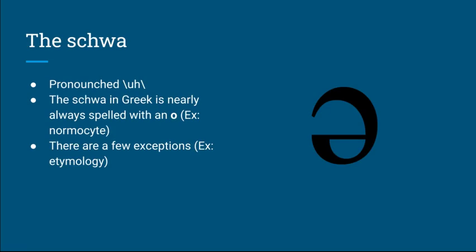The first sound we'll be discussing today is the schwa sound, and in Greek the schwa sound is almost always spelled o. For example, normocyte. In normocyte the schwa sound is spelled o in the center of the word. However, as with any language rule, there are a few exceptions. For example, the word etymology, in which the schwa sound is spelled y.